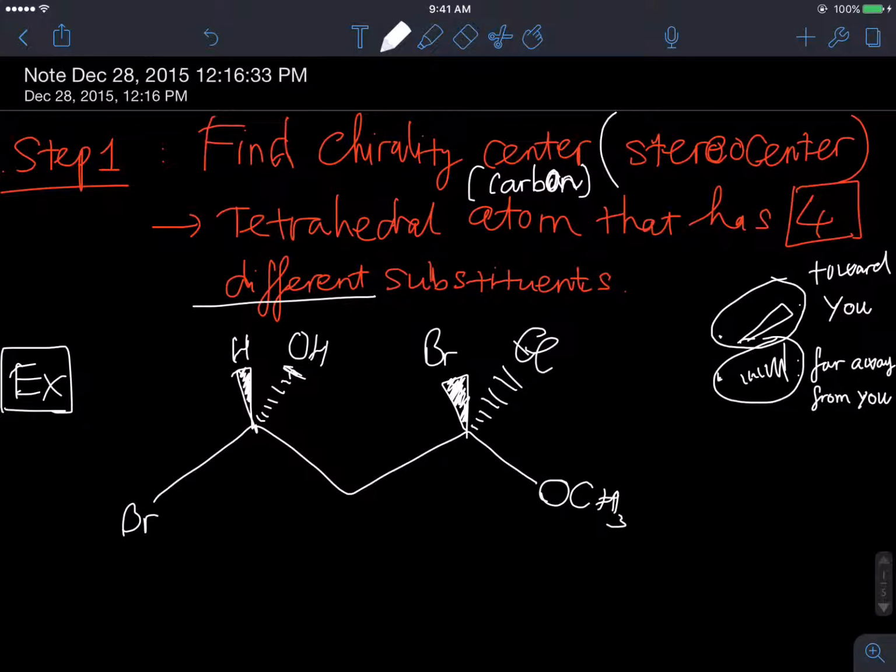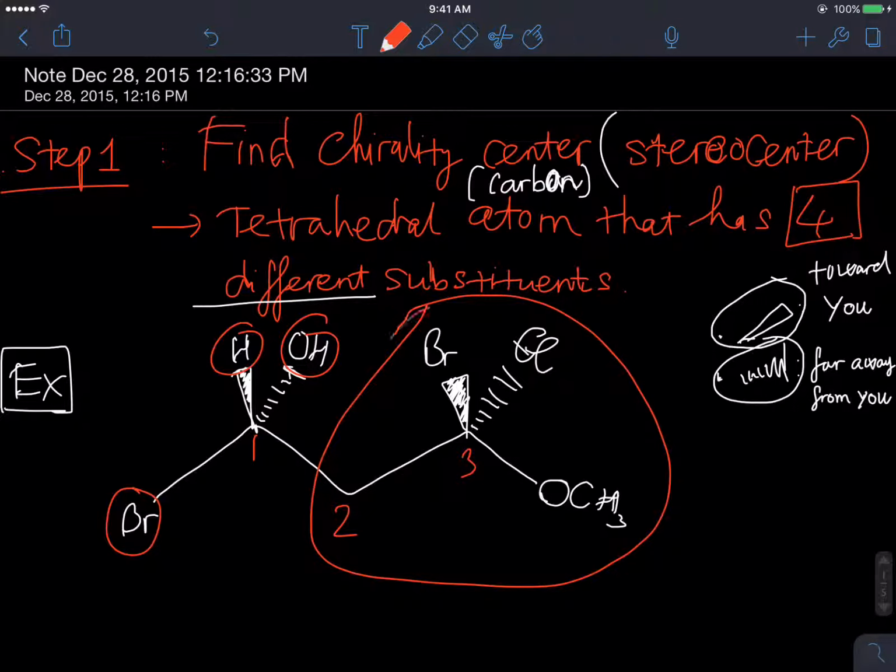Right now I have an example, which is the molecule right here, and how to find the chirality centers. We have three carbons here: one, two, three. Check out the first one first. With the first one we have one, two, three, four different substituents. This is the whole set of substituents of the number one carbon. So number one carbon has four different substituents, so number one is a chirality center.